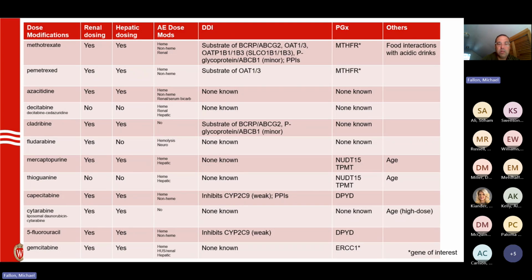DPD, there's that discussion with the patient. Do you want to get the testing? What are the risks for capecitabine and 5-FU? And what should we be watching closely at home?